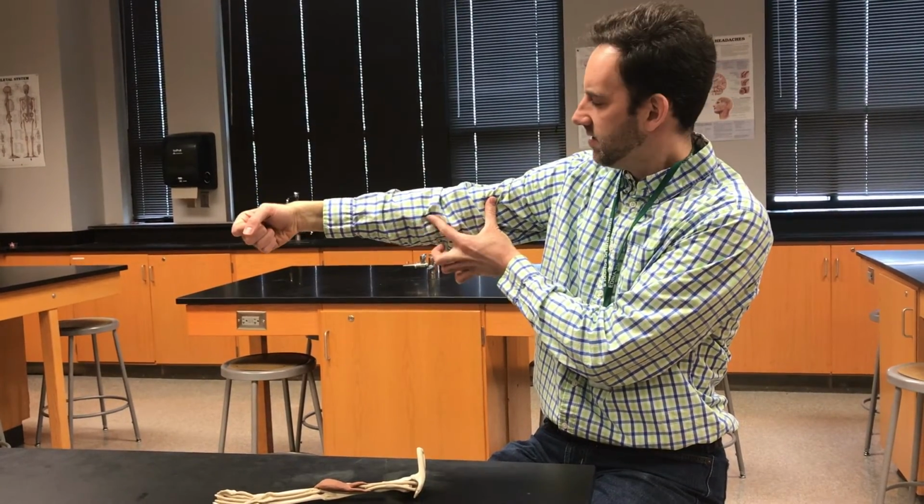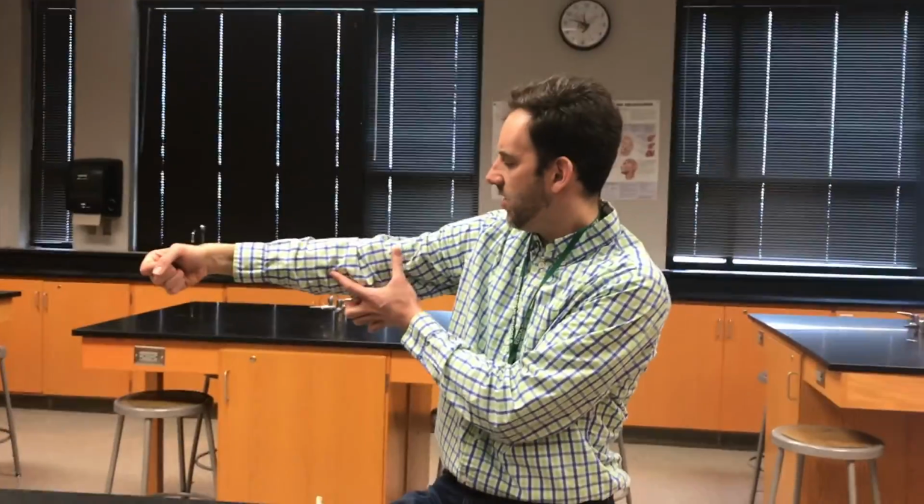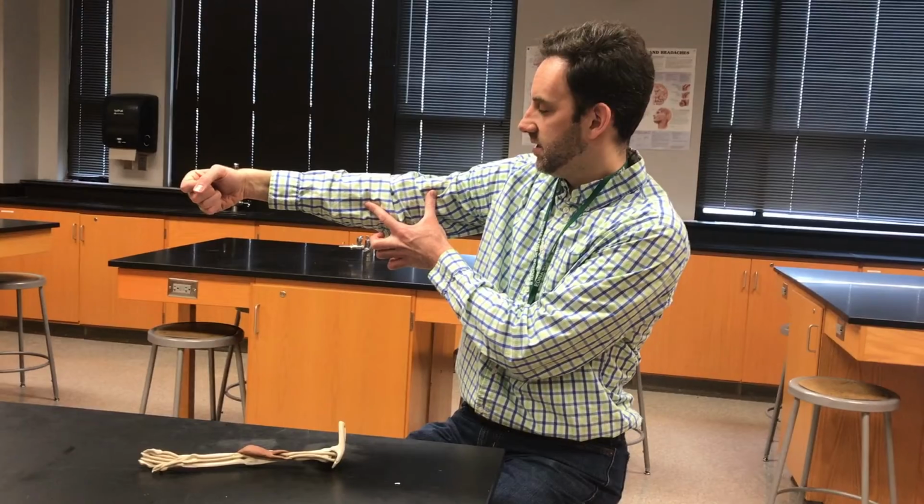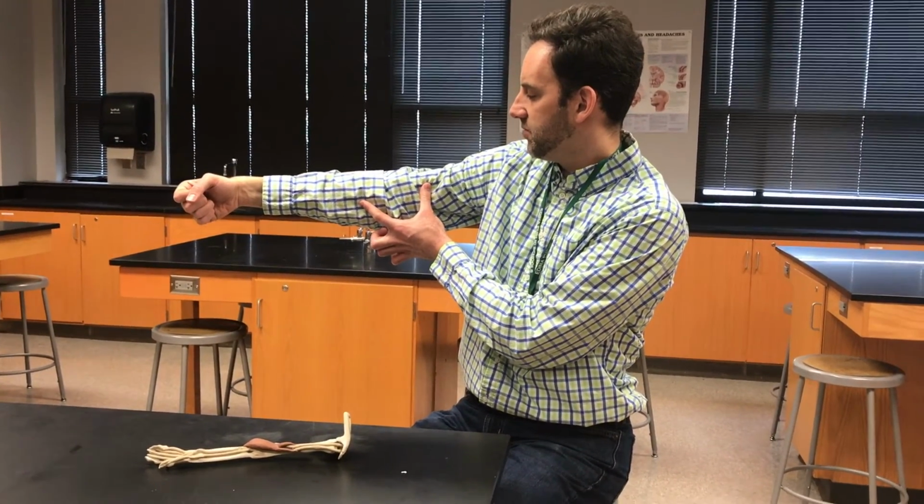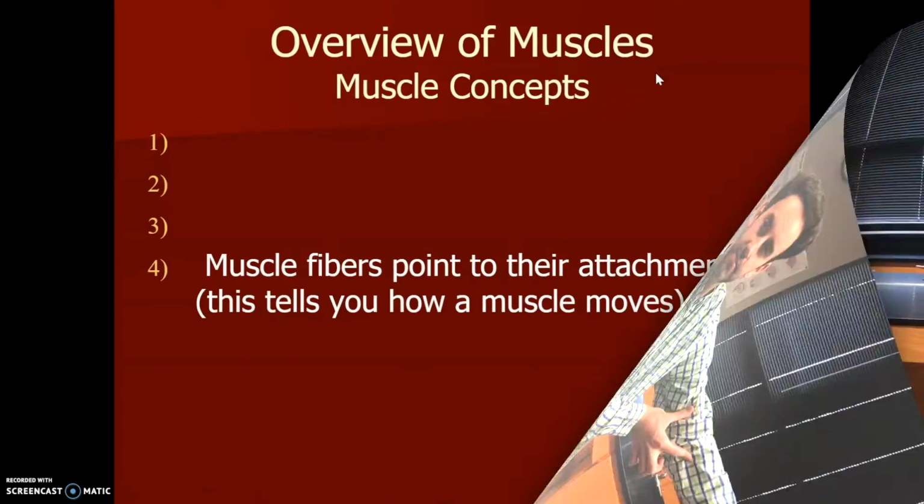Pointer's moving. Your left one's moving. This one's moving and this is staying put. So in this case, the origin would be the humerus and the insertion would be the ulna, because the origin stays put, just like my humerus is staying put, and the insertion moves, just like my ulna is moving.